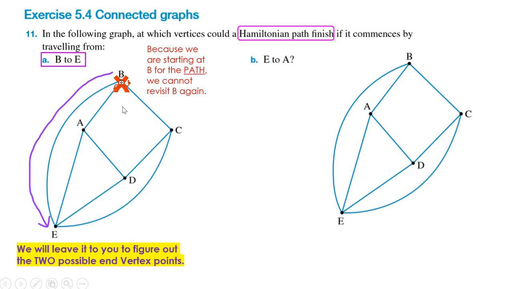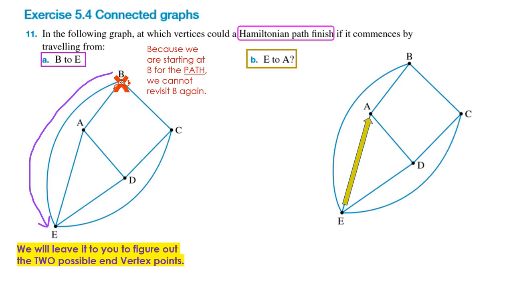So from E, we'll leave it to you to figure out the 2 possible end vertex points. So you could go maybe up to A and then down to D, or you could choose to go up to D and then go somewhere and finish and make sure you visited all the vertices, okay? So once you hit E, you've got 2 choices basically. You go this way and finish off, or you go that way and finish off. Or you could even go around that way and then come down to D, okay? So you've got a few ways of finishing off there, but there's 2 vertex points where you'll finish.